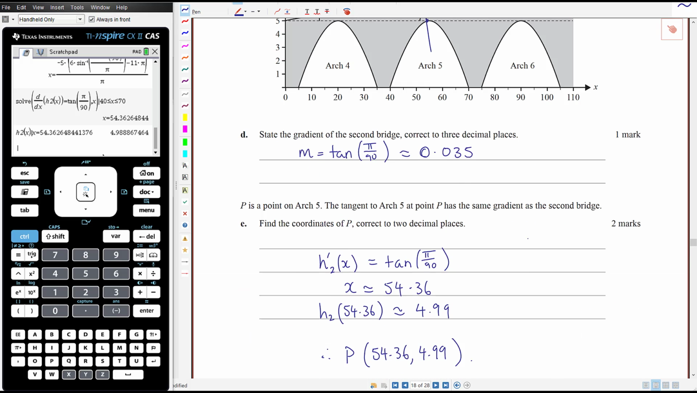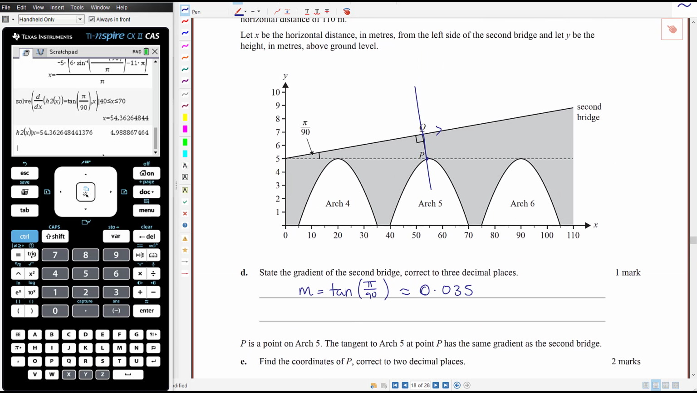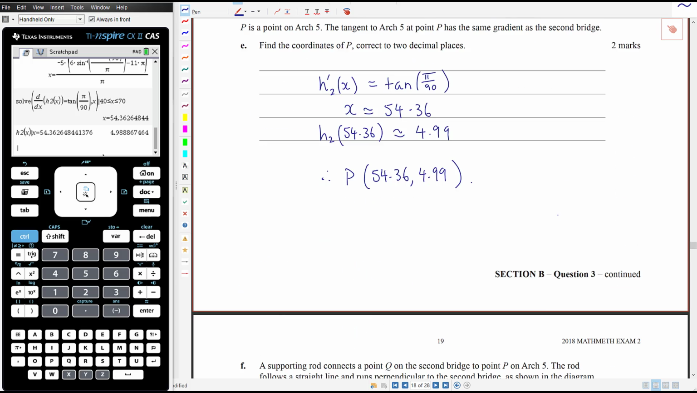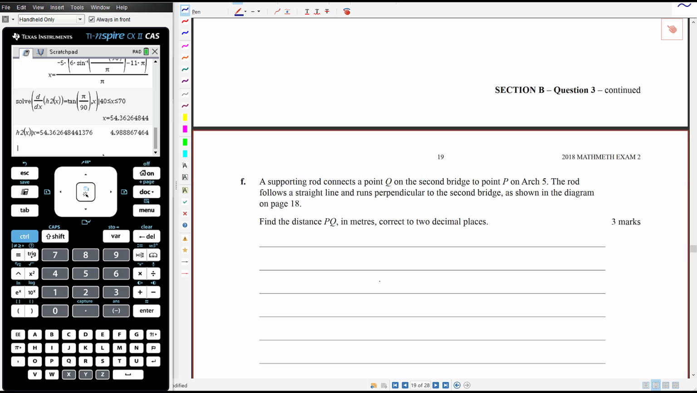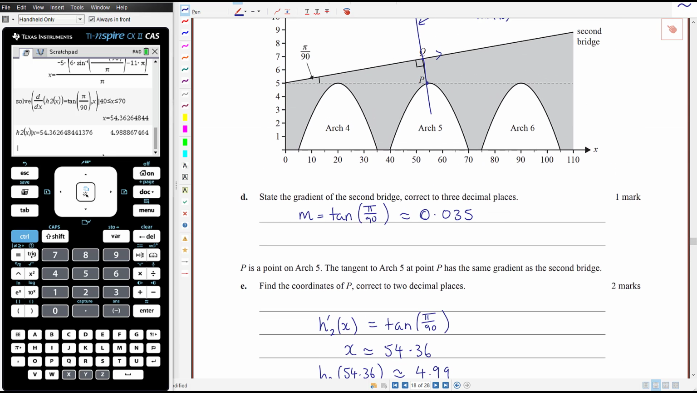Now, it's going to run perpendicular to the second bridge, so therefore the gradient of this line will be negative 1 over the gradient of the other line, so negative 1 over tan of pi on 90. So we've got gradient and we've got a point, the point P, and so therefore we can find the equation. We want to find a distance in the end.